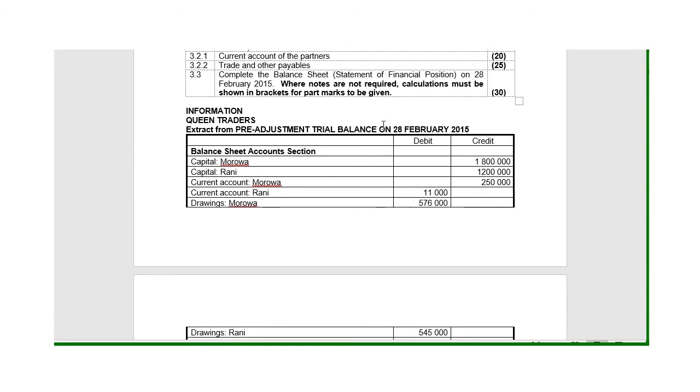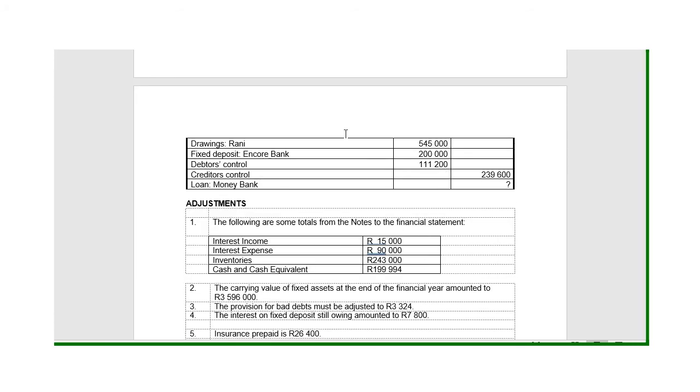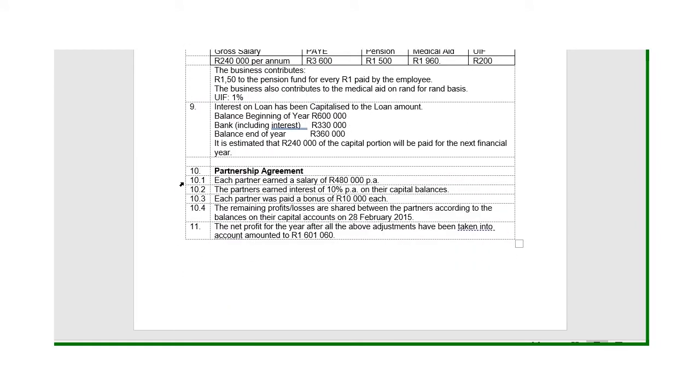So as I said, there may be a lot of other information. So let's go down to the information about the partnership. It's normally grouped as the partnership agreement. So we'll just go through and put it all in.